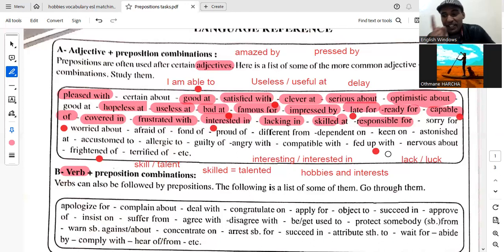Right. I would say the Ministry of Education is responsible for the teachers going on strike nowadays. Right. This is, you know, the meaning of the word responsible for. Sorry for.